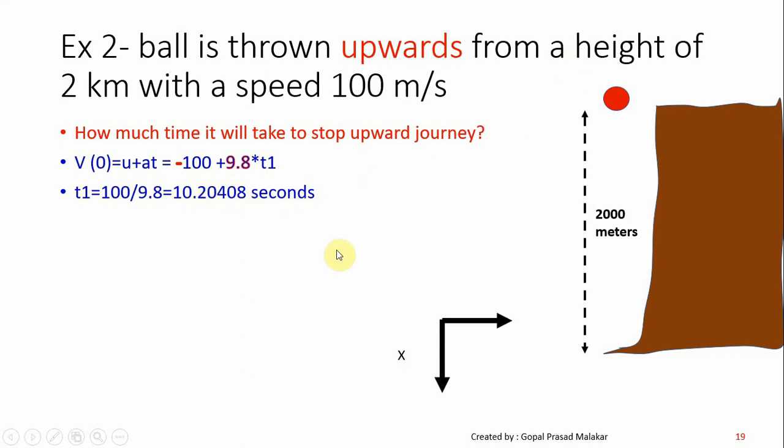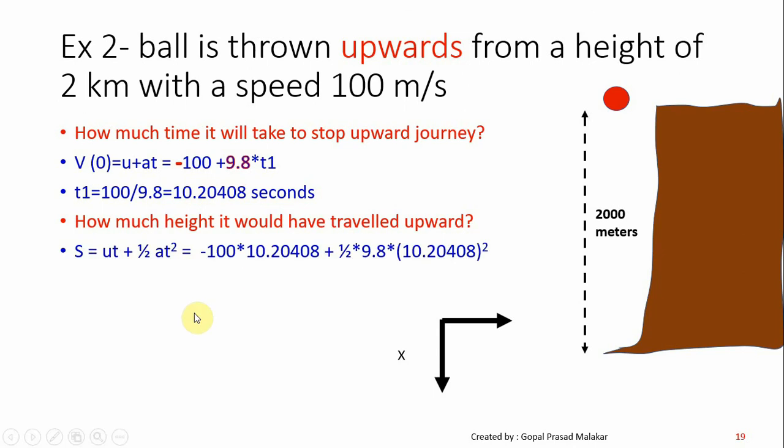And how much would it have traveled upward by this? That's the second question. How much would it have traveled upward? It is essentially minus 100 into 10.2, this is the upward journey, plus half into 9.8 into t square, this is what is pulling it down. Just see why the negative component is coming. Negative is showing the movement in this direction. So this is coming out at 510 meters.